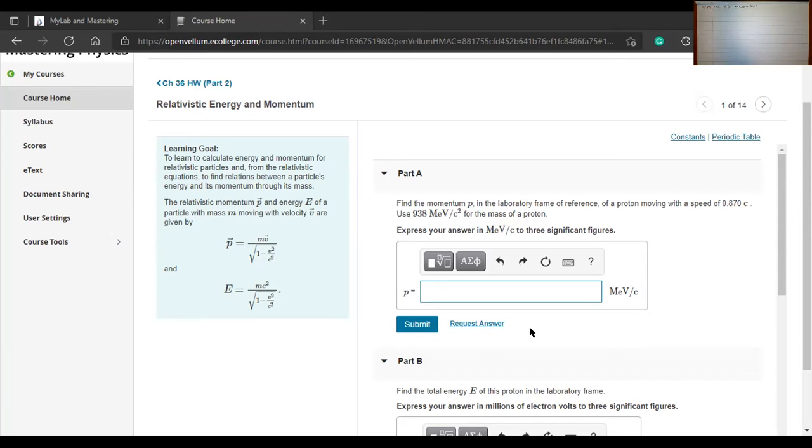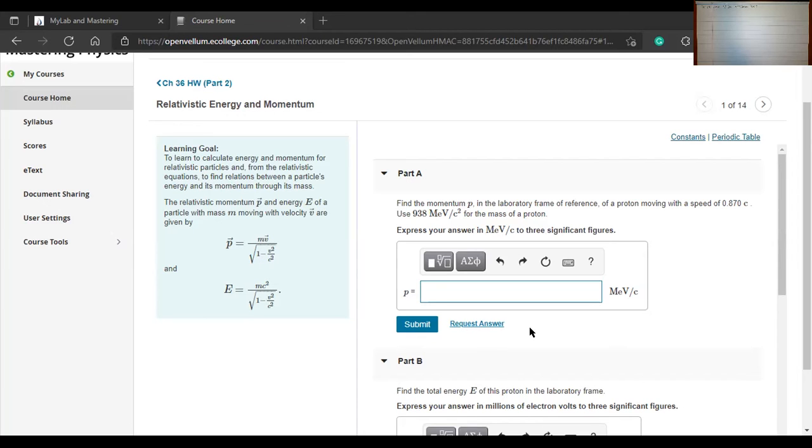Okay, so it says to learn to calculate energy and momentum for relativistic particles and from relativistic equations to find relations between a particle's energy and its momentum through its mass. The relativistic momentum P and energy E of a particle of mass M moving with velocity V are given by gamma mv, and notice that E is a total energy. That's not the kinetic energy. Gamma mc squared is the total energy. So that's the key thing to remember here, just in terms of everyday life and solving relativity problems.